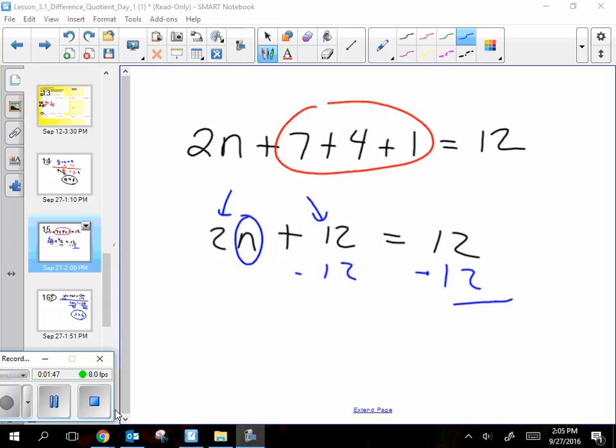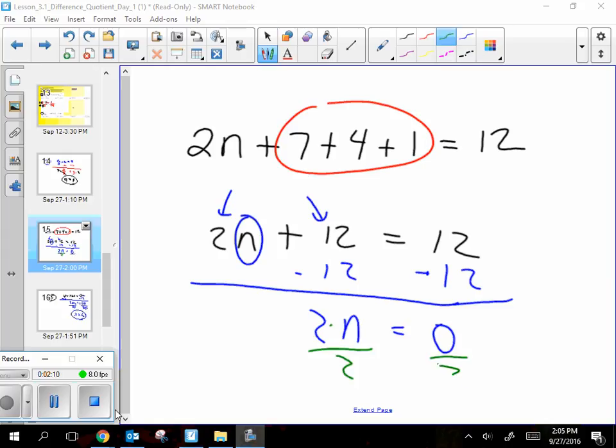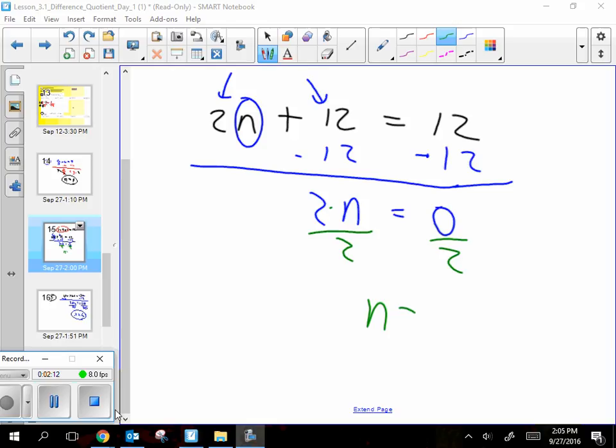Now this one freaks a lot of people out because they think it's impossible to have 0 on one side of an equation, but it's totally okay to have 0 on one side. 2n equals 0. And again, it seems weird. 2 times what makes 0? Well, just follow the same rules. This is the times by 2, so we're going to divide by 2. And my final answer is n equals what?